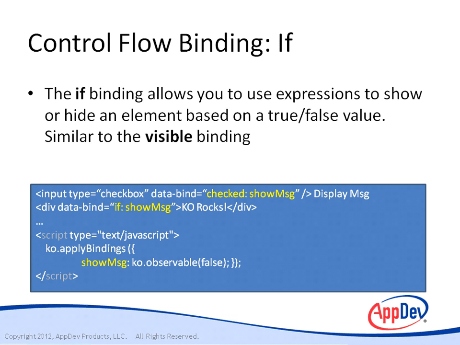Checked is a binding of Knockout that basically turns checkboxes and radio buttons true and false. So below that, we have a div with a data-bind for if binding, and it's tied to showMessage as well. So when showMessage changes from true to false and false to true, it's going to turn that div on and off. So let's look at Visual Studio and see how this is accomplished.